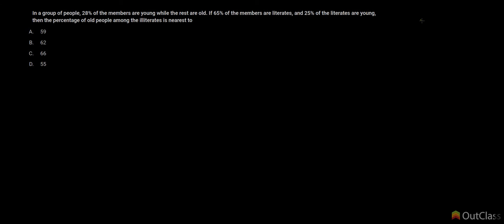The idea being you have a mixture of literates and illiterates. Think of it that way. And then what we have is among the literates 25% are young, which means old people in literate is 75%. So you have 2 components that are being mixed, 2 groups being mixed, the literate people and the illiterate people for the total group.